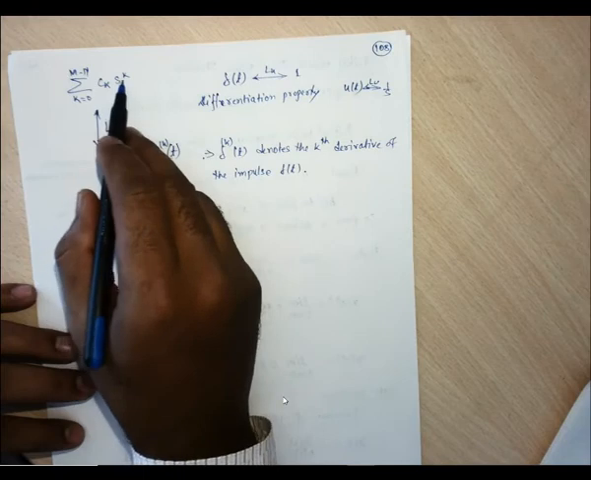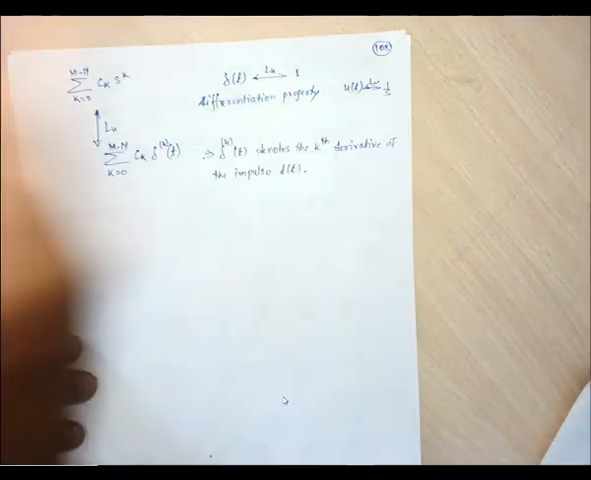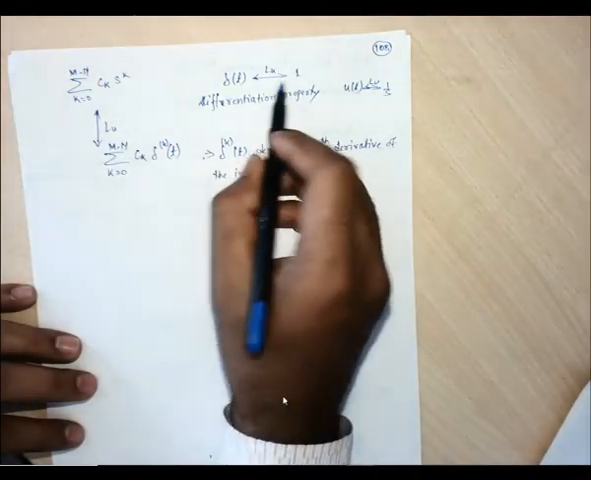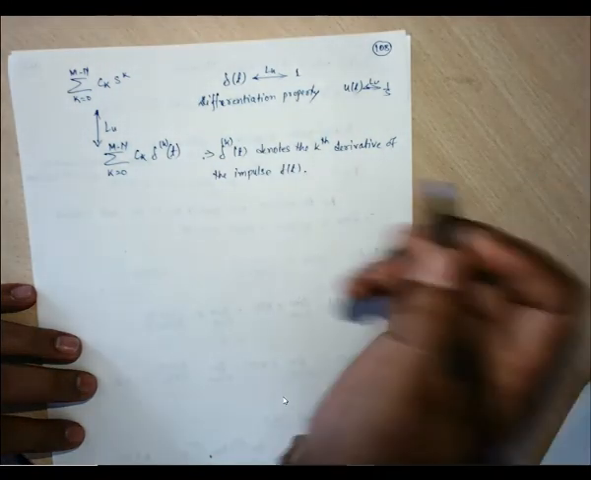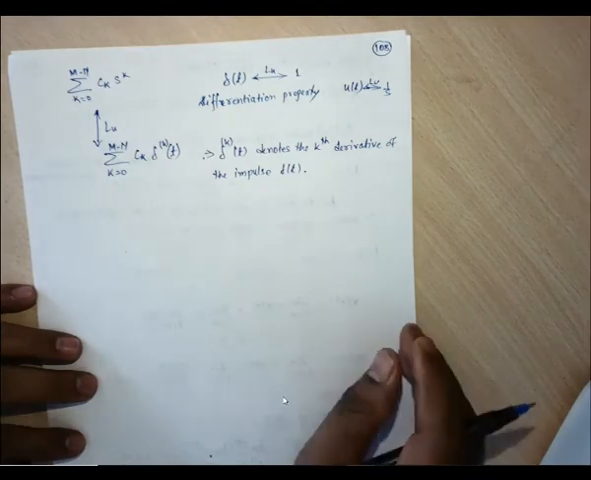So if we are having s, we need to take the inverse of that, that is 1. If we take the inverse of that 1, it is represented in the time domain as del t. That is what we have written. Clear?